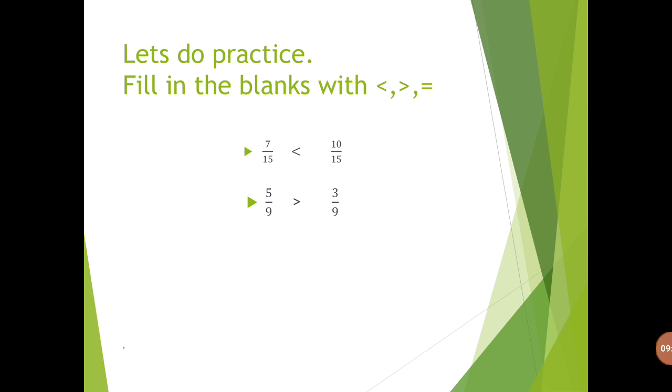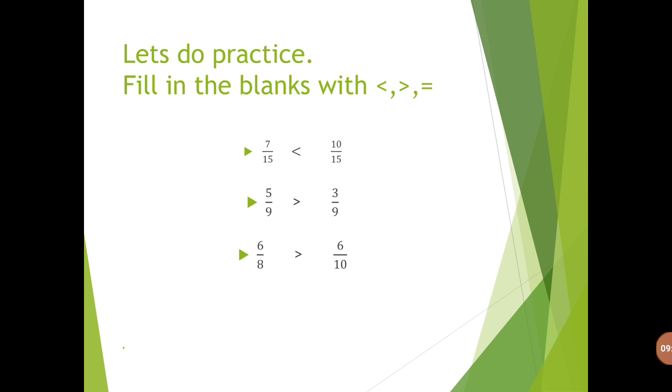In the second blank, 5 upon 9 and 3 upon 9, we have to compare it. Observe, the denominators are the same. So where is the greater numerator? 5 upon 9 has the greater numerator. So we can see that 5 upon 9 is greater than 3 upon 9. Yes.